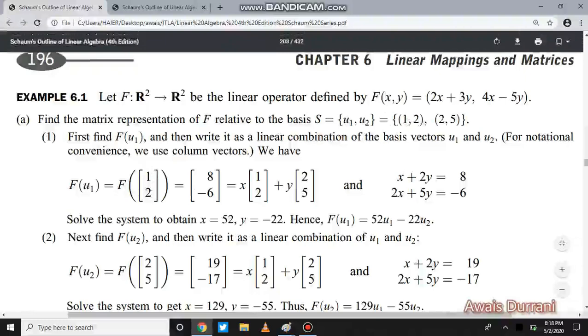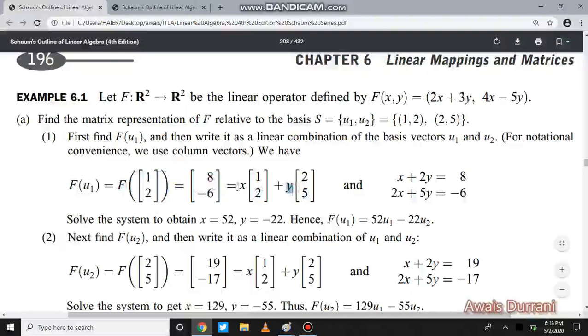Now apply this mapping f on this u1. So 1 is x and 2 is y. Put these values over here. You will get (8, -6) by applying this operation under this definition. If you are getting (8, -6), you write it as x into (1, 2) plus y into (2, 5). What is this (1, 2)? This is u1, and what is this (2, 5)? This is u2. So I have written this f of u1 in the form of a linear combination of u1 and u2.